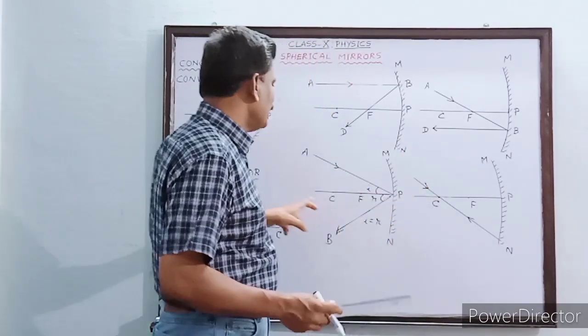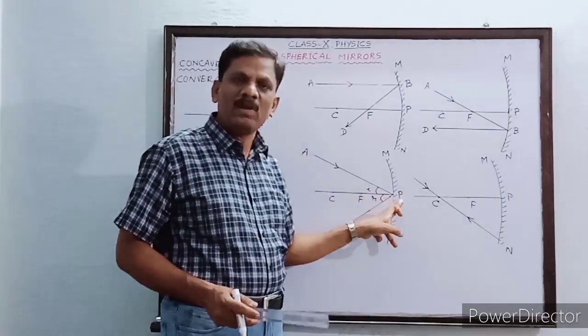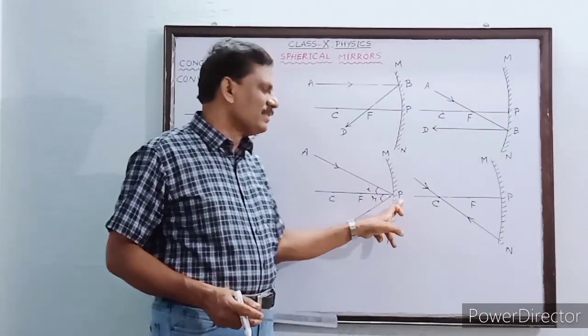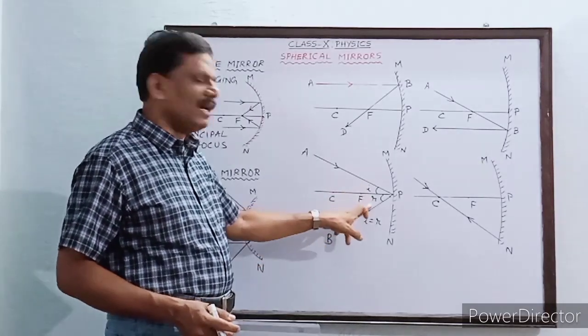Okay? And the third case is what? When the incident ray falls at the pole of the mirror. Okay? It is reflected at the same angle. Understand? Okay? i is equal to r.